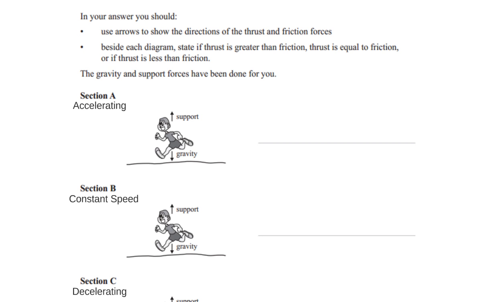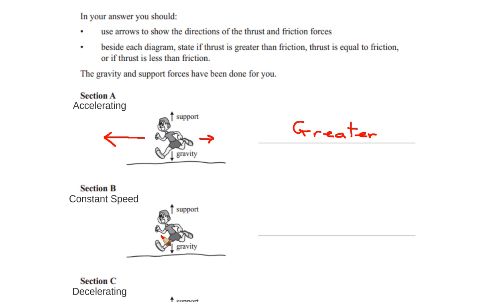So if we have a look here, we've got my runner. If he's accelerating, it means the force forward must be bigger than the force backward. So we're essentially saying, and I should label these, but I'm going to be a bit lazy, for this first one, that the thrust force is greater. If we've got a greater thrust force, he's going to be speeding up. And we know that's true: if the forces are unbalanced, it's going to accelerate.